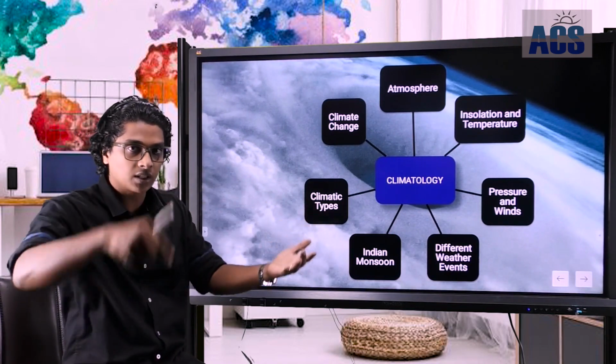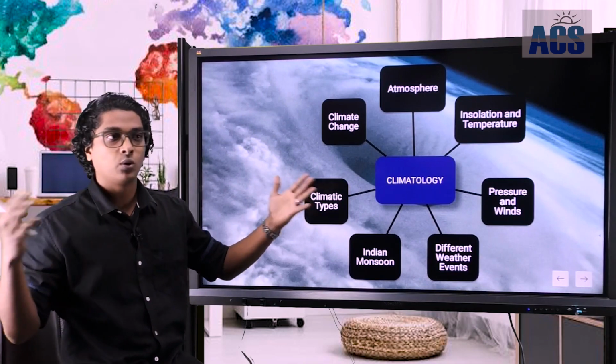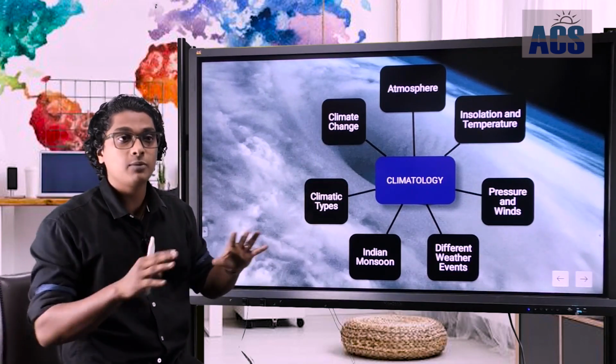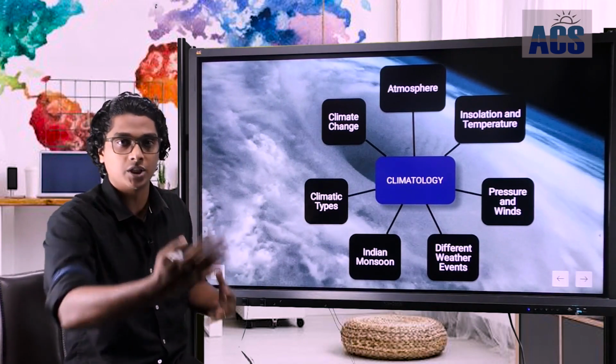So the wind can influence the rainfall. Now if a wind is coming from, say, a desert towards us or a continental region towards us, it will be having less moisture in it, so the rainfall will be less. It'll create more dry conditions, right?